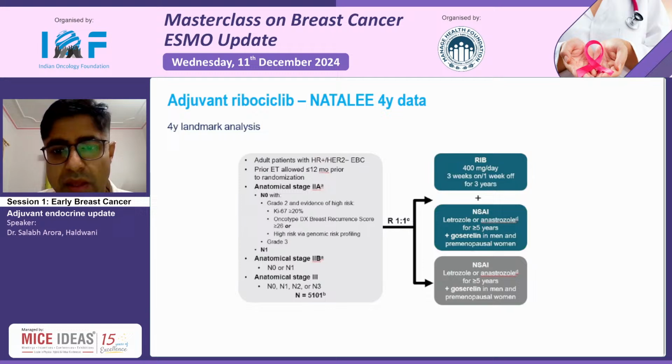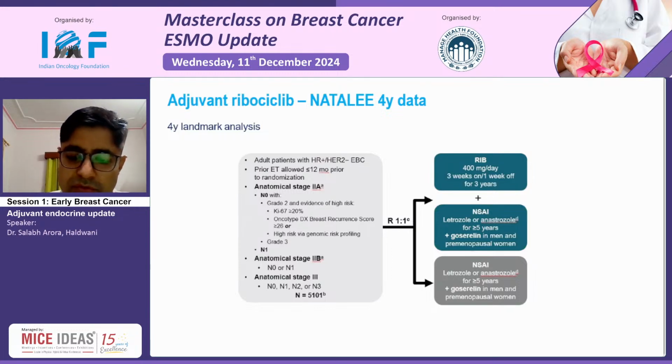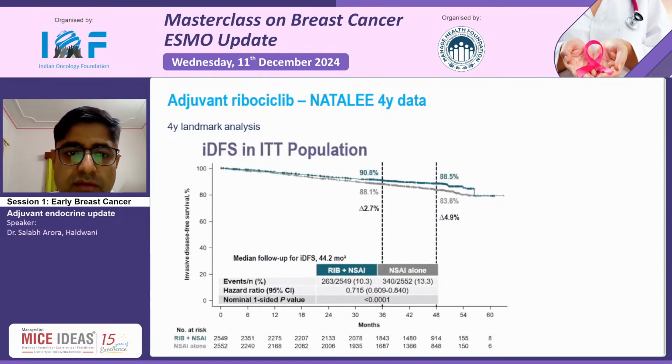So patients were randomized to a non-steroidal aromatase inhibitor, which could be letrozole or anastrozole. And in addition, goserelin was added in men and premenopausal women. This endocrine therapy alone, plus or minus ribociclib. One point I want to bring to your notice over here is that ribociclib was given at 400 milligrams per day on a 3-week on, 1-week off schedule. So this sort of takes away the toxicity that is seen with the higher doses of ribociclib that we use in other indications. And here the drug was continued for up to 3 years.